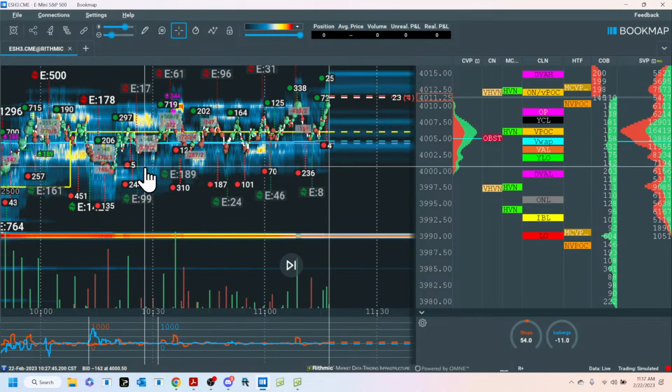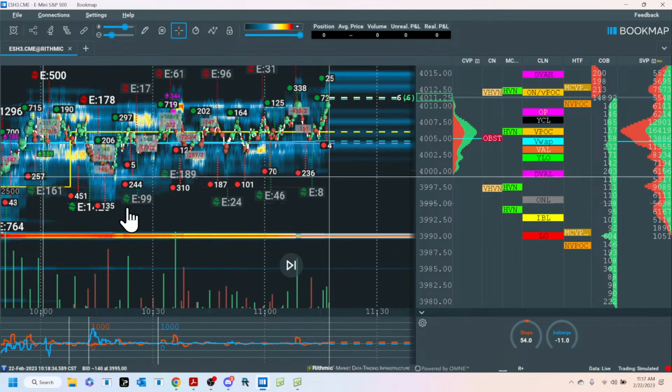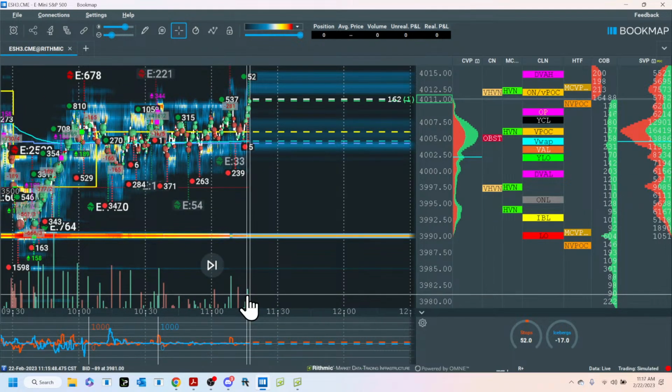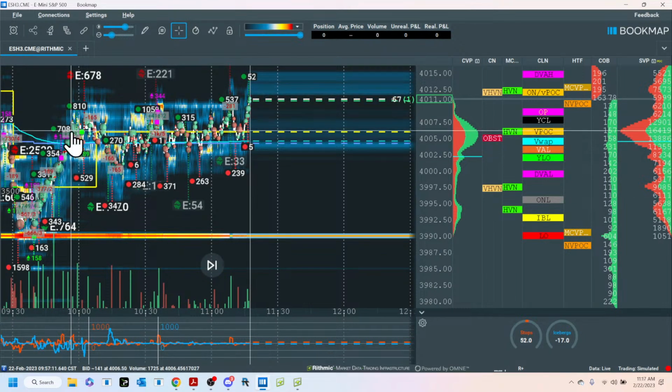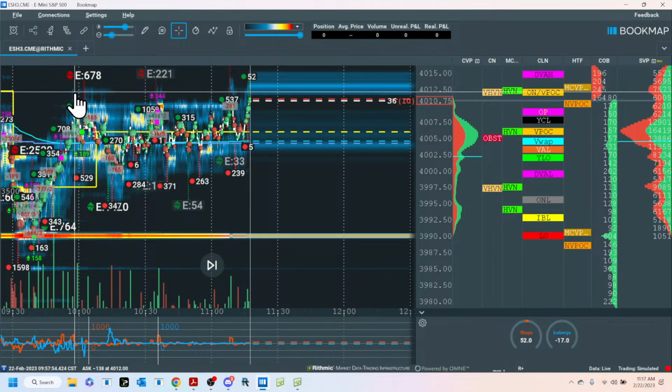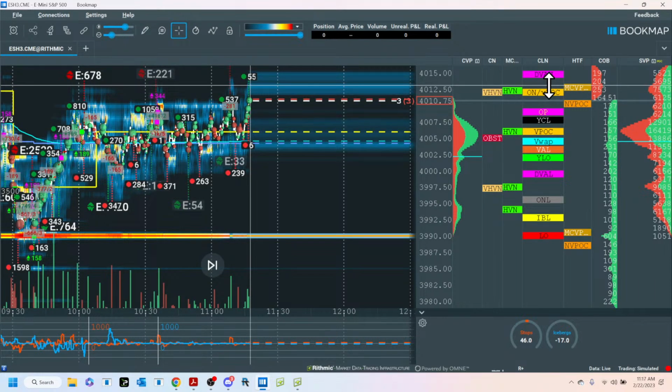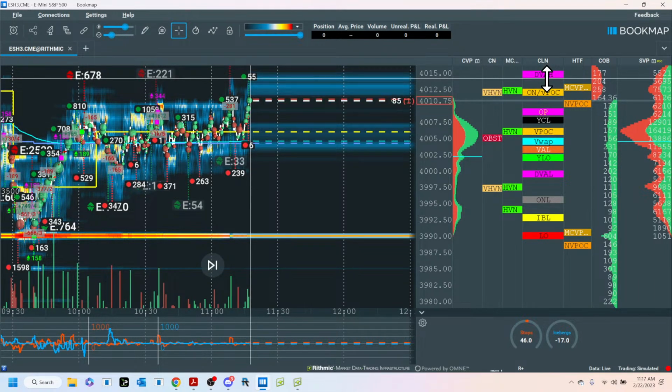Okay. This is a Trader Lab setup, by the way, that IB. And these are your targets. Here, here, here, here. That's called the IBH. IBF, I'm sorry. Losing my mind.